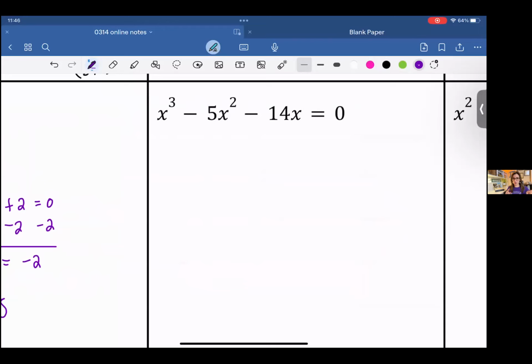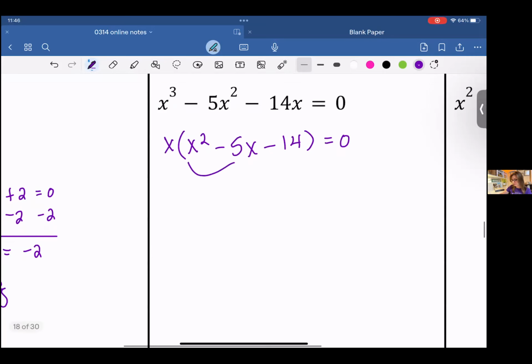If you notice, they all share an x. So the first thing I'm going to do is pull out an x. If I pull out an x from x to the third, I'm left with x squared. If I pull out an x from negative 5x squared, I'm left with negative 5x. And if I pull out the x from the last term, I'm left with negative 14. Now, this is starting to look more familiar. X squared minus 5x minus 14, I can factor. That is a quadratic. So that's kind of why I put it in here, because it's disguised.